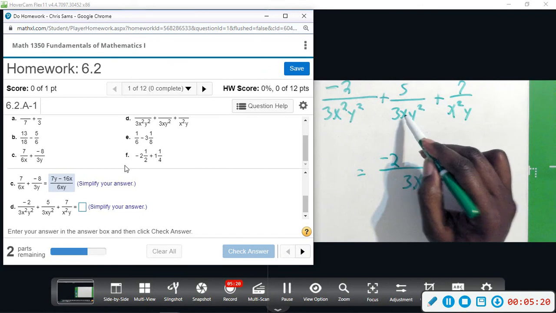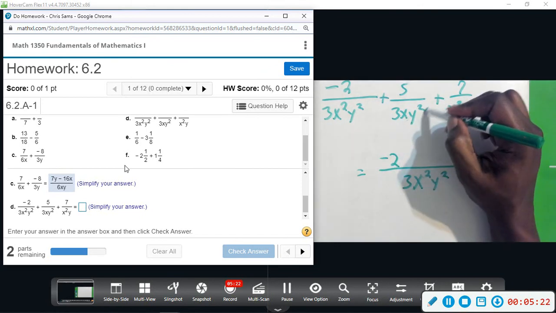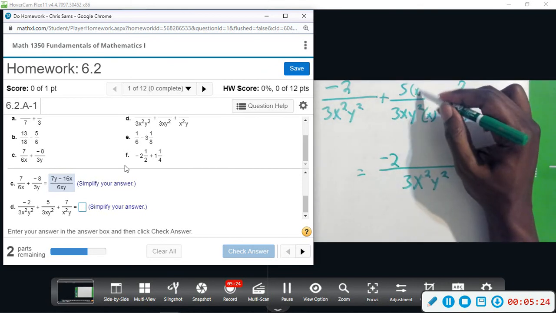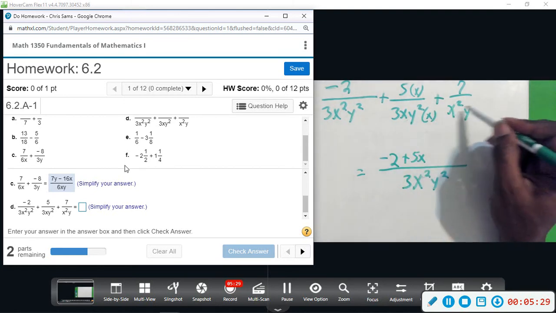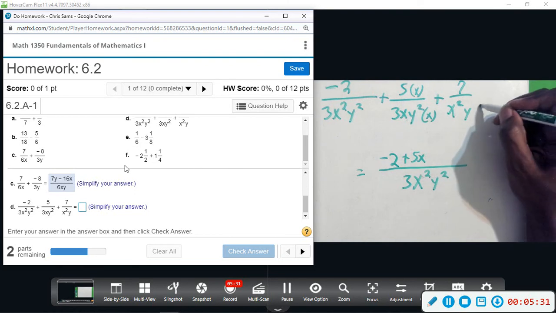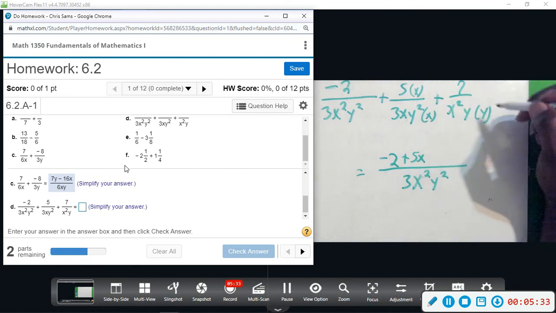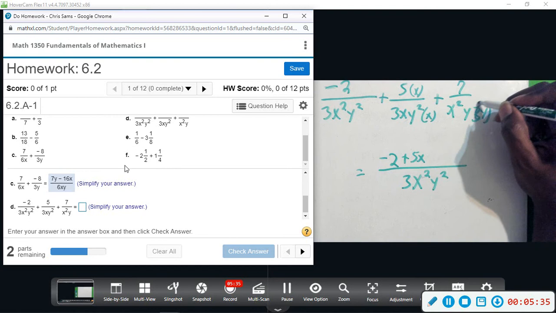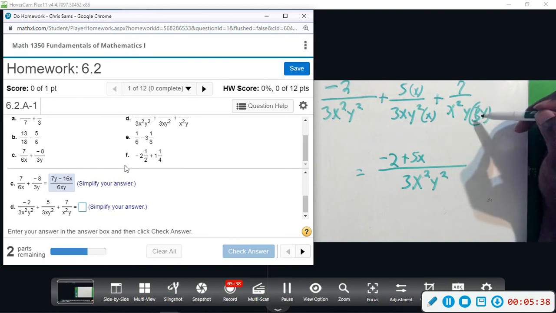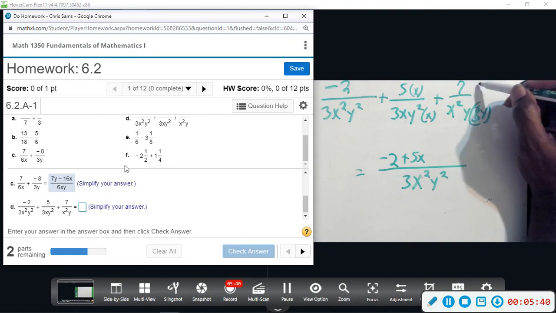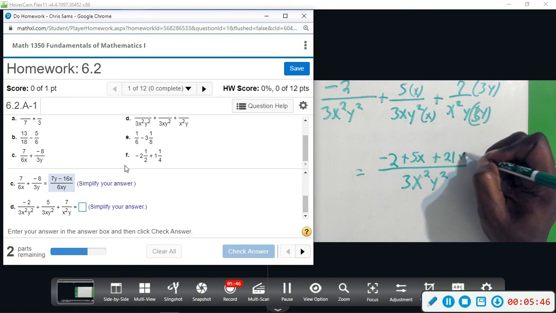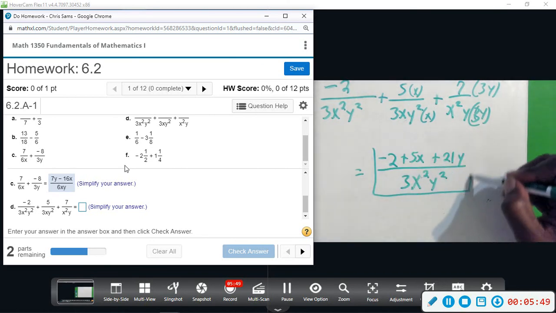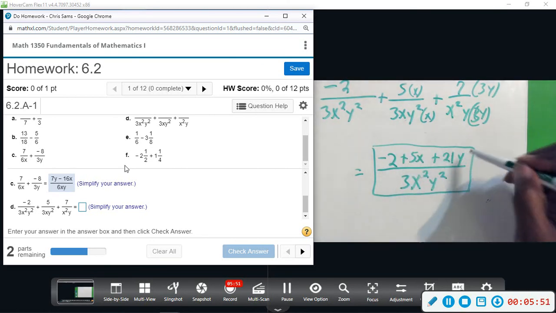This one is missing an x. Okay, so we need to multiply by x. So this would be plus 5x. Here we're missing a 3y, sorry, gotta be careful. So we have to multiply by 3y down here, and also 3y up here, so that would give us 21y. And this is all that we can do because there are no like terms.